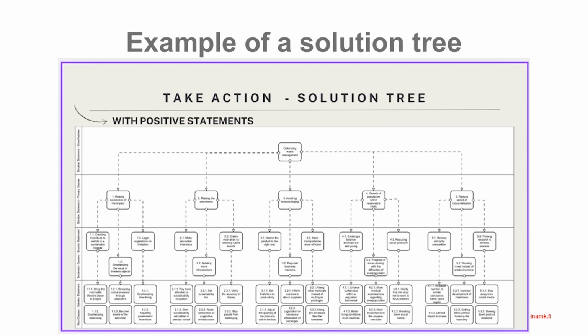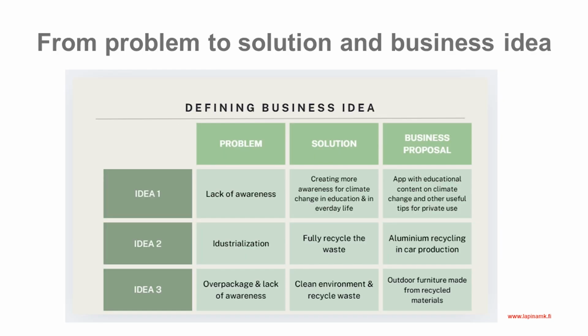As you look at the problem tree, you can also see the solution tree, which, as mentioned, is a reformulation of negative statements into positive statements. Then the next step is using this framework to define a business idea, using a particular branch of the tree as explained, and creating different solutions and at least 3 business proposals. We recommend that you create at least 3 different business ideas to start with, so that we can brainstorm and then prioritize the best idea.